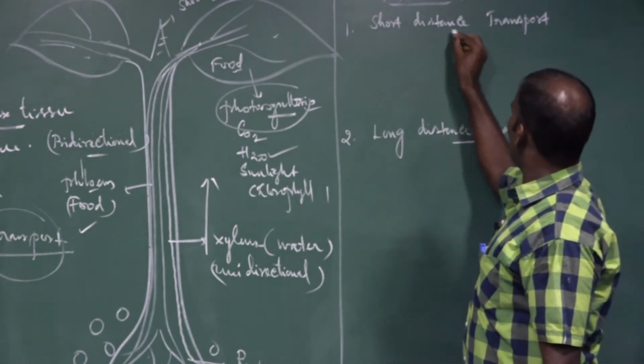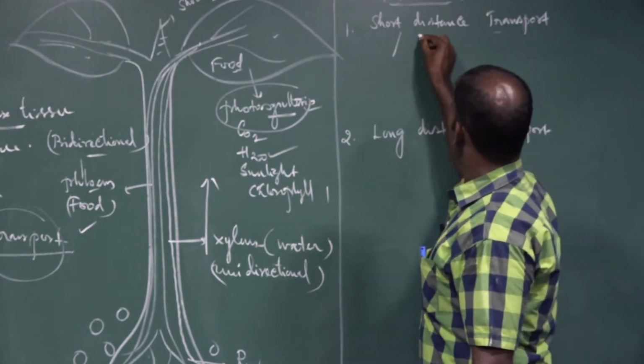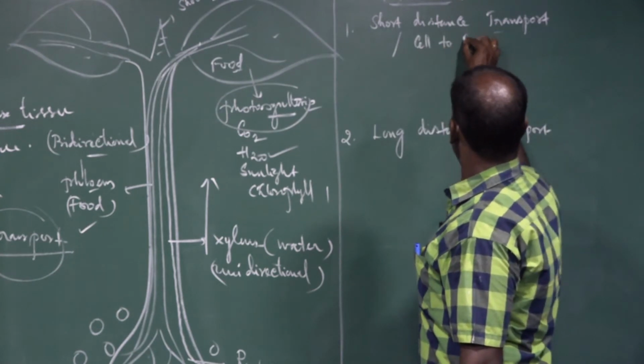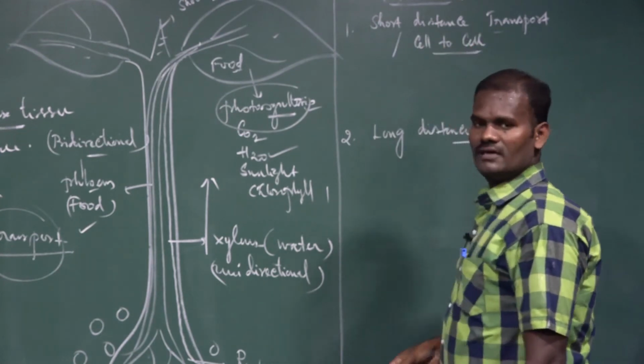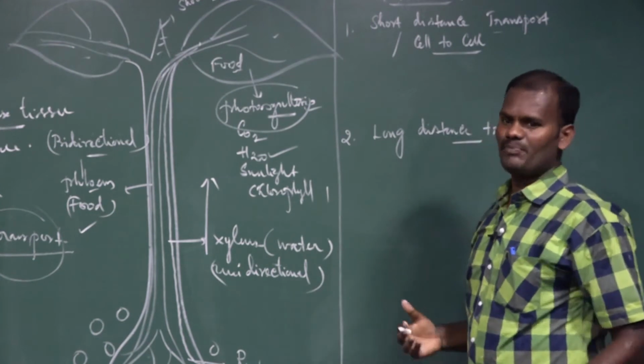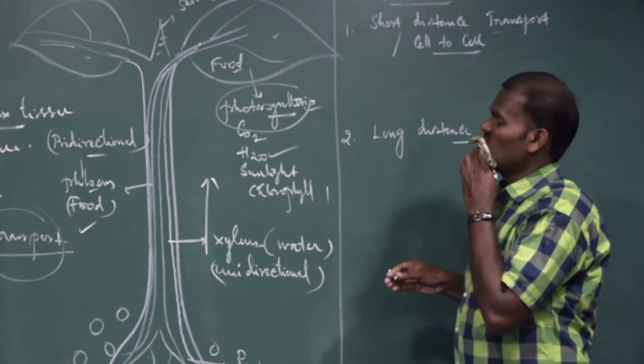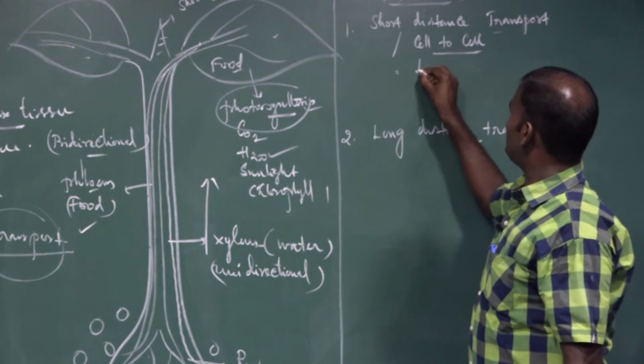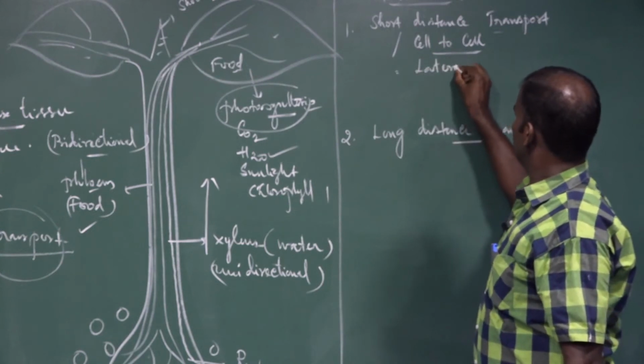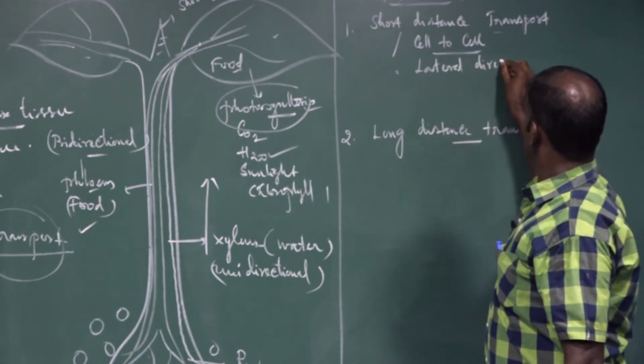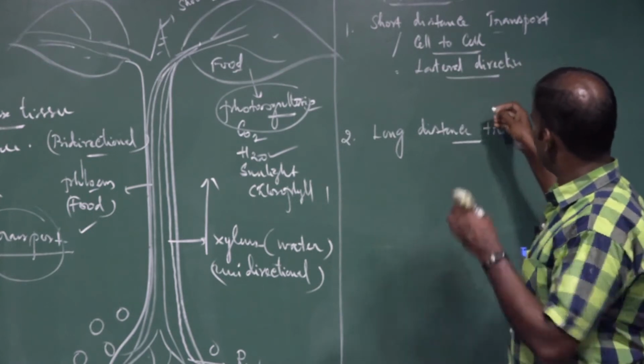Then what is called short distance transport? It is also called cell to cell transport. It covers only a limited area. Only a few cells are involved. It is mainly involved in lateral directions. Lateral directions only. How lateral directions?